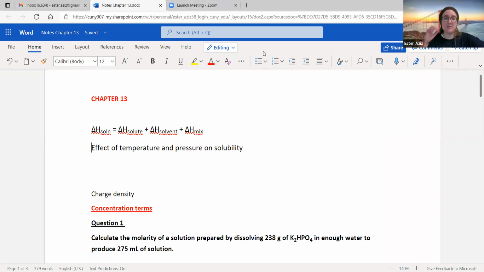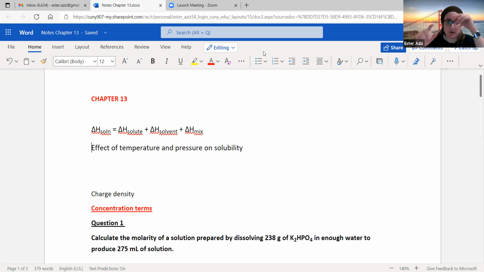All right, so in chapter 13, we're talking about solutions. We're talking about solute and solvent. The solute is the compound that you have the least amount of, and the solvent is the one that you have the most amount of. Okay, so there's a couple of things to say about solutions.